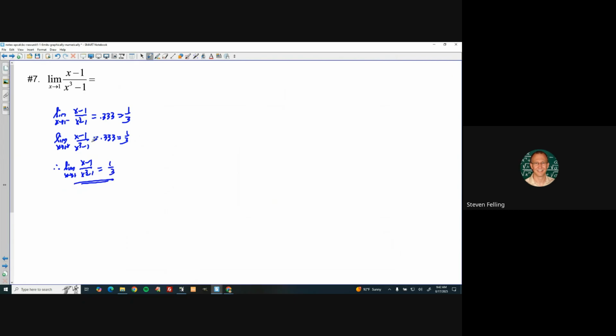So the point of this example is no matter how complicated this is, you can always try this numerical method, which is to plug in numbers that are nearby. All right, that'll wrap up this video. We'll talk about a completely different way to evaluate limits in the next video.